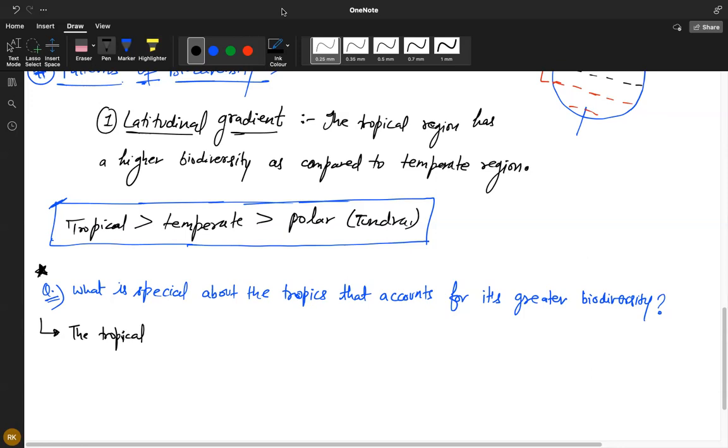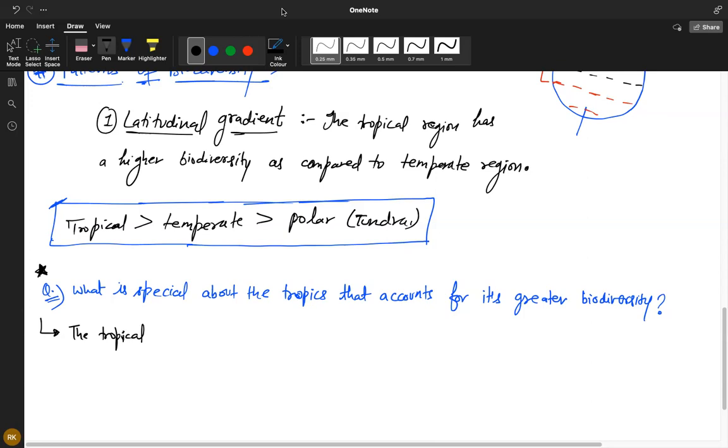Yes, Madhya has written an answer, which is yes, bingo, the correct answer. So let's read Madhya's answer and discuss. Madhya says the tropics are less undisturbed than the temperate and polar regions. You mean to say the tropics are less disturbed, okay? Because less undisturbed means more disturbed, right? So the tropics are less disturbed than the temperate, which means they are more stable.